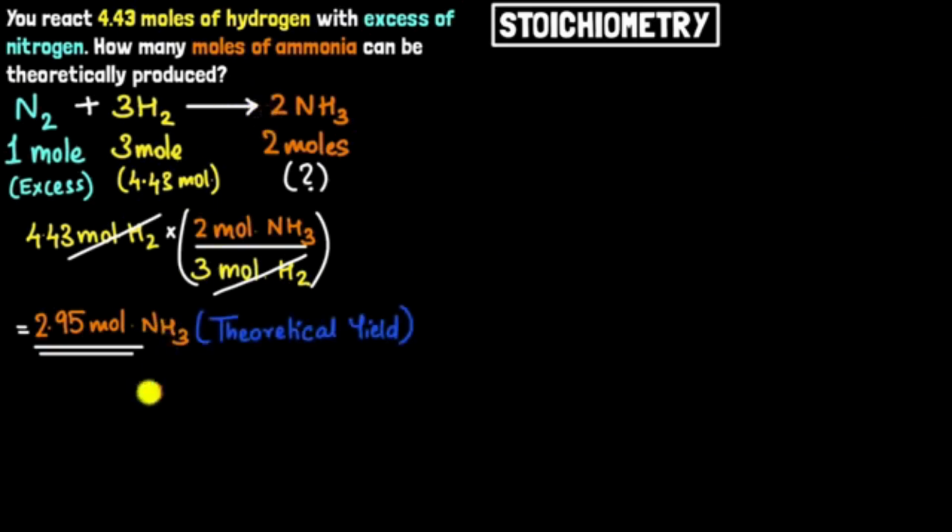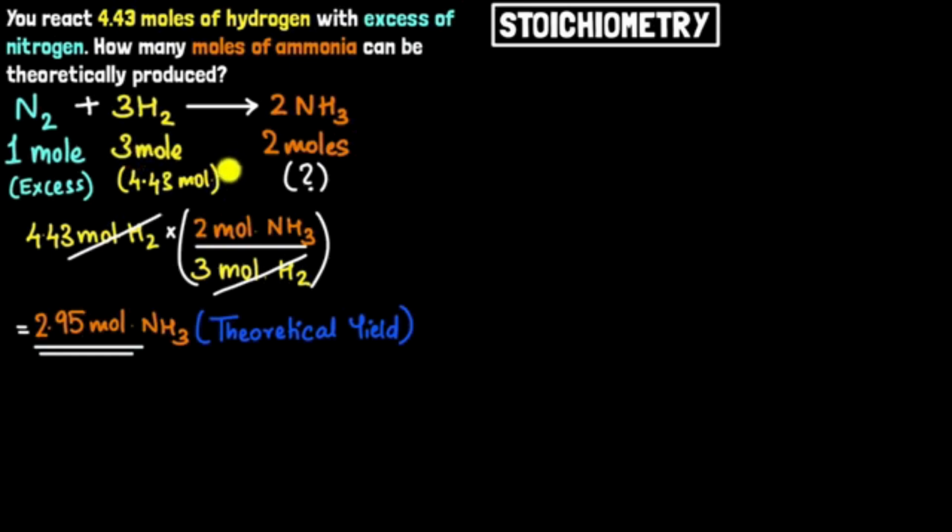It's in theory. But the actual amount of ammonia that you might really get in the lab if you perform this experiment could be quite different from this. And there are a few reasons for that. One could be that not all the 4.43 moles of hydrogen would probably react with nitrogen. There could be some leftover hydrogen that just didn't react. So incomplete reaction could be one of the reasons.